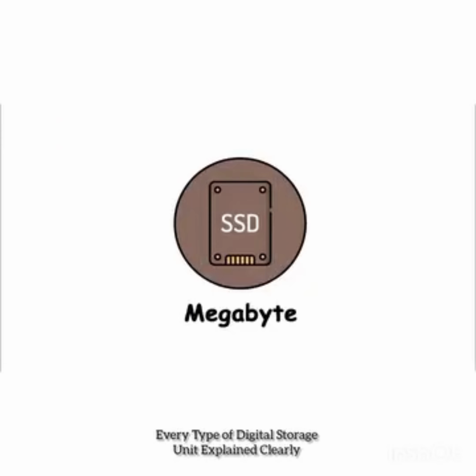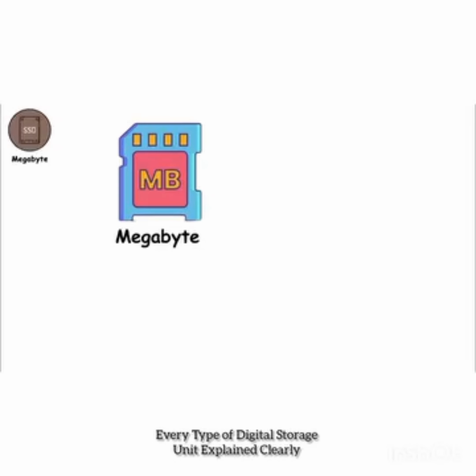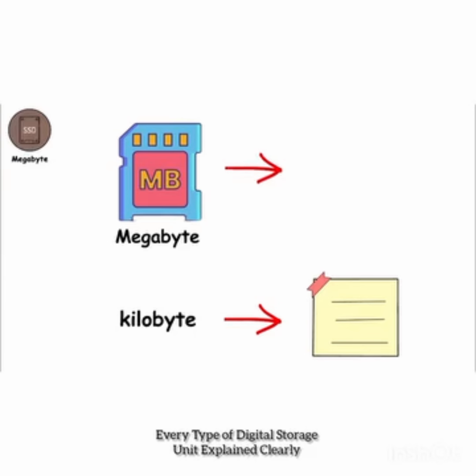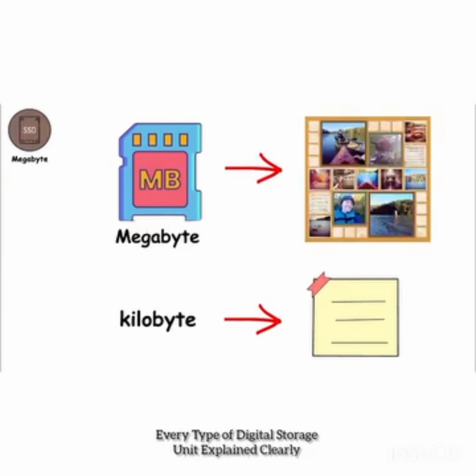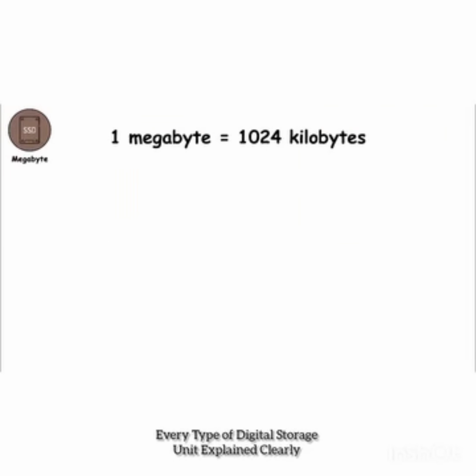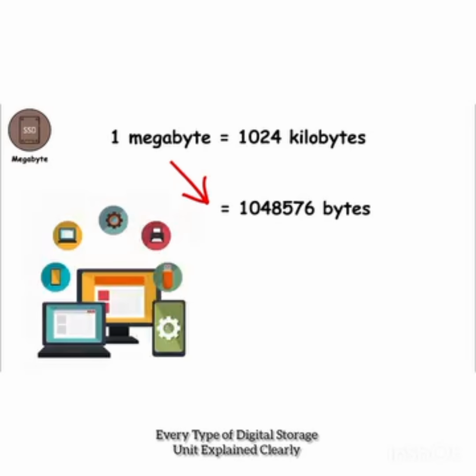Megabyte. A megabyte is where digital data starts to feel substantial. If a kilobyte is like a short note, then a megabyte is more like a full page with images. Technically, 1 megabyte equals 1024 kilobytes, which means it contains over 1 million bytes working together. That amount of data is enough to store real content, not just text, but also photos, audio, and small applications.